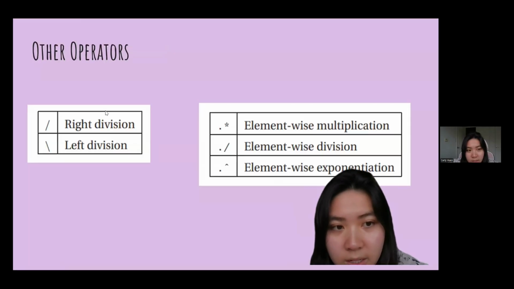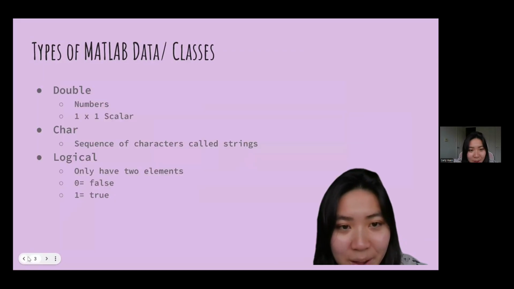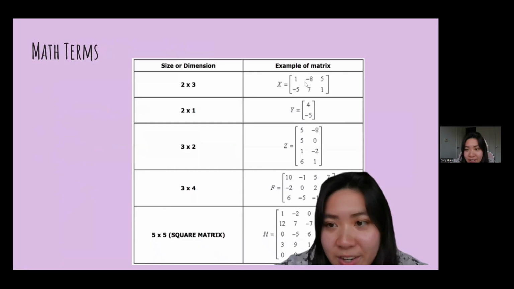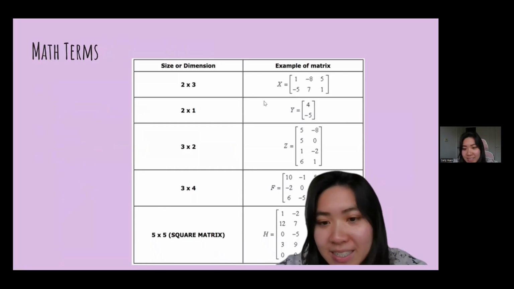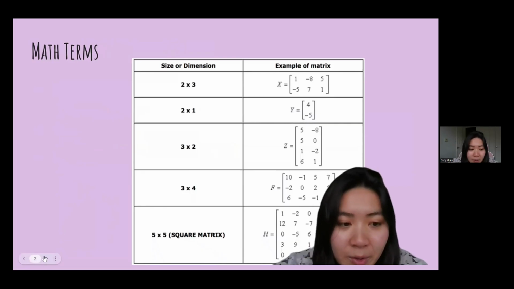Oh, crap. I forgot to say something. The numbers in the matrix, we're going to call them elements. That's the correct technical term for it. They're called elements.